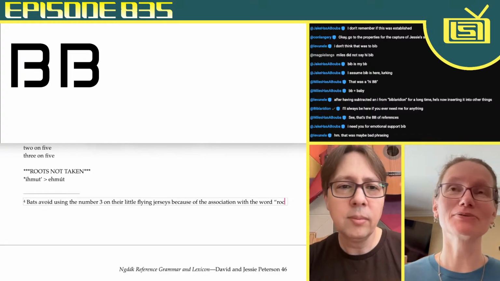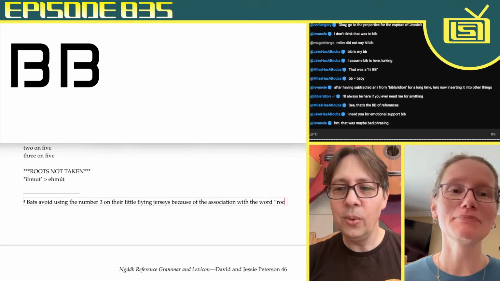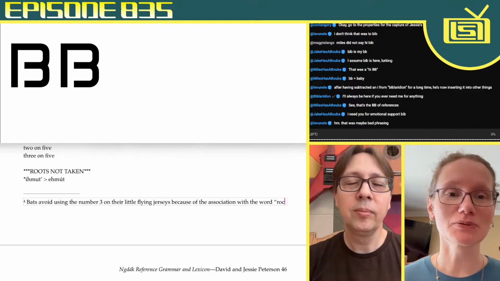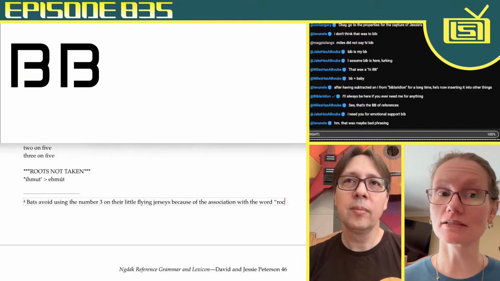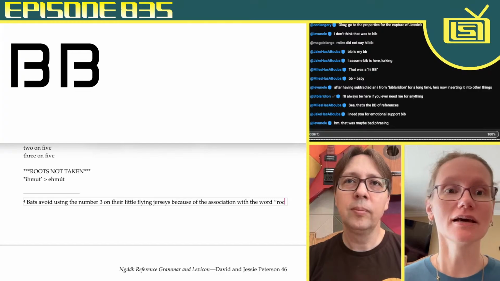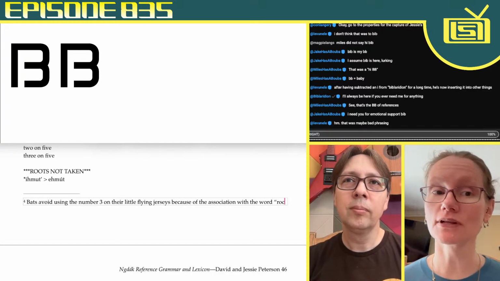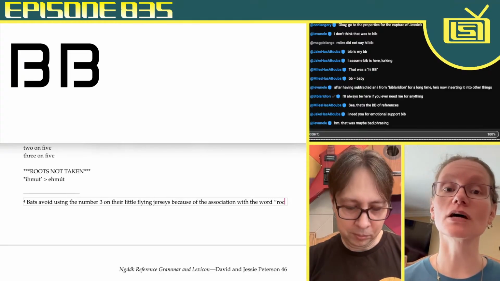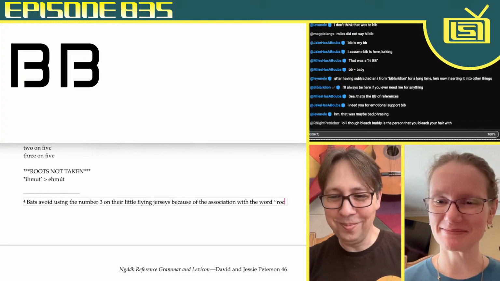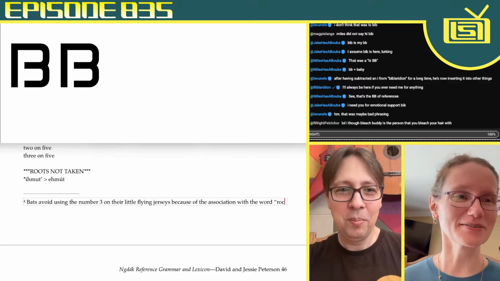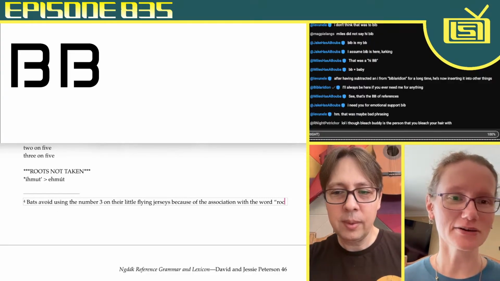Okay, David, I'm going to read to you my little footnote. Bats avoid using the number 3 on their little flying jerseys because of the association with the word rock, whose protoform is kun. Their superstitious beliefs are such that if you wear the number 3, you will fly as slow as a rock, and we all know rocks can't fly and are therefore quite slow. So that is now a footnote. Yeah. Okay, now I can go back.